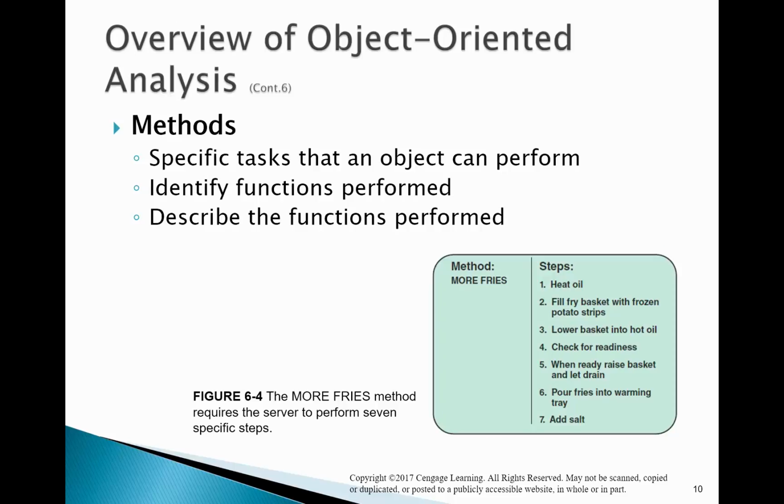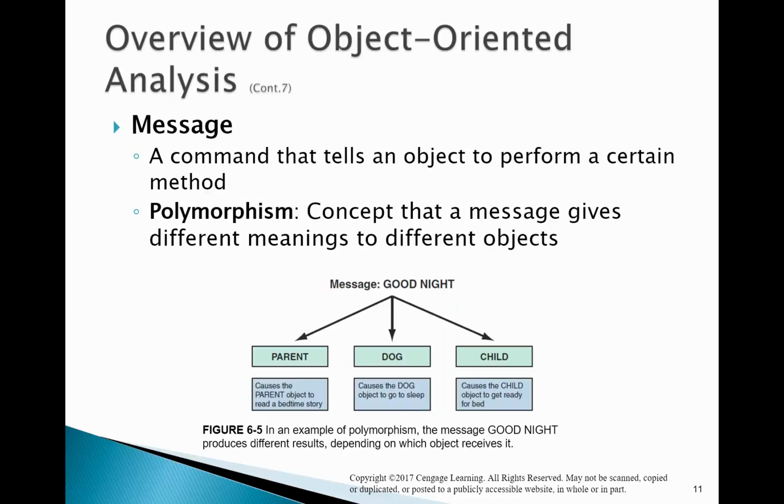Some of the tasks that will happen here, for instance, if you need more fries at a burger joint, then there's certain steps that have to take place, and these have to be listed out. Don't assume that any step is common sense, because sometimes we don't have a lot of common sense, and that becomes a problem. The message and polymorphism. Again, notice the code. Dog causes the dog object to go to sleep, causes the child object to get ready. These are subroutines. I mentioned that before.